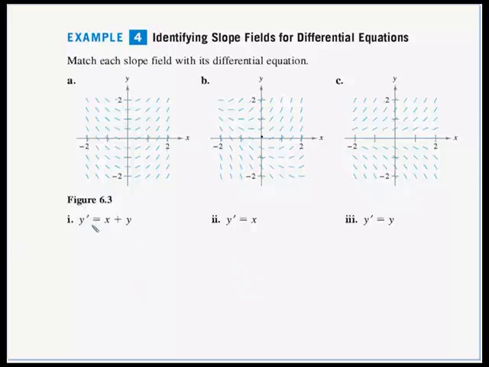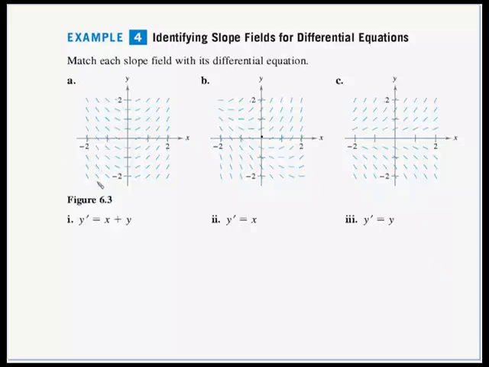So the first differential equation is the derivative y prime equals the x coordinate plus the y coordinate. The second differential equation, the slope y prime is just equal to the x coordinate. In part 3, the y prime, the slope, is equal to just the y value. So let's see which one.